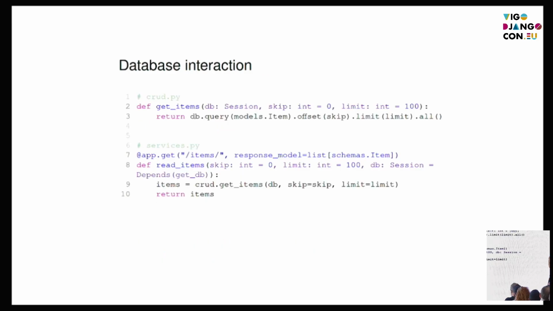So first, we define a function in our CRUD.py file that basically just returns all objects of a model called Item. Then, on the API layer, we can call our CRUD method, passing the injected database session and other query parameters. Okay, so now some of you might be wondering, but why? Why would you use FastAPI and, for example, not use Django or Django REST framework?